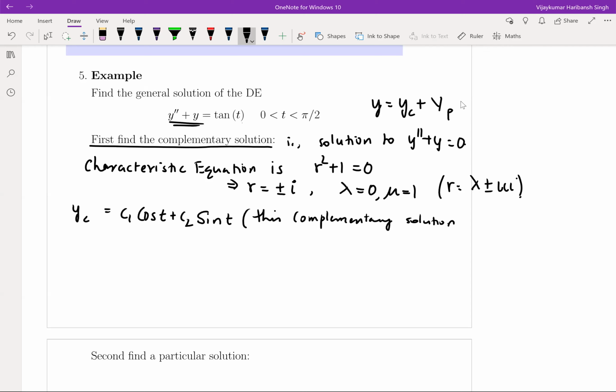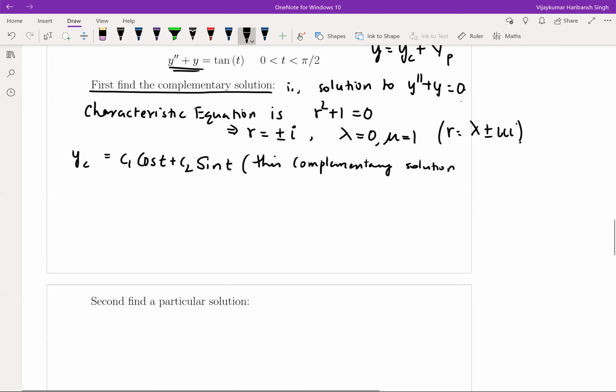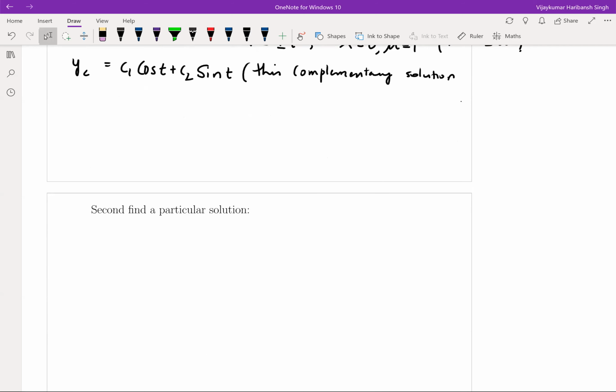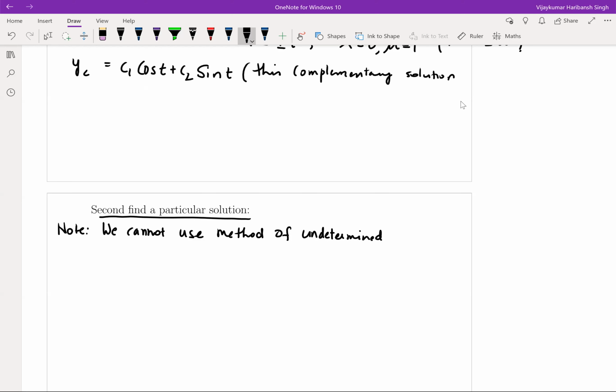Next step. Now we need to find the particular solution, right? To find the particular solution, we are going to use variation of parameters. Again, I want to add a point. Note, we cannot use the method of undetermined coefficients. If we could, we'd use that first, okay? Because that's computationally way easier.